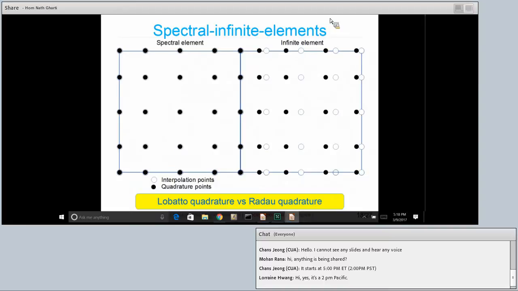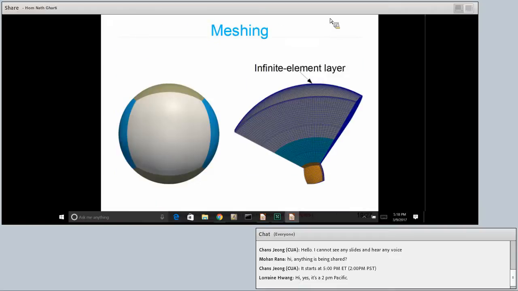So this is how we couple a spectral element and infinite element. So now let's take a look at some examples. We need a special kind of meshing, but it's not that different from the classical meshing that we're using in the spectral theory Cartesian or spectral theory globe. The only difference is that now we need to add the extra layer of a so-called infinite element layer.